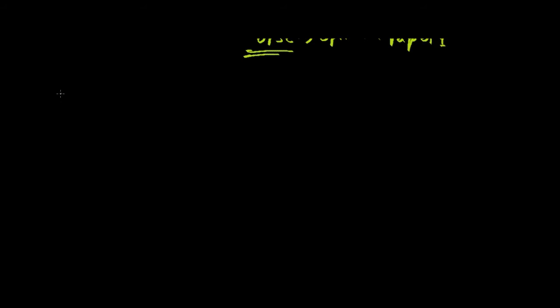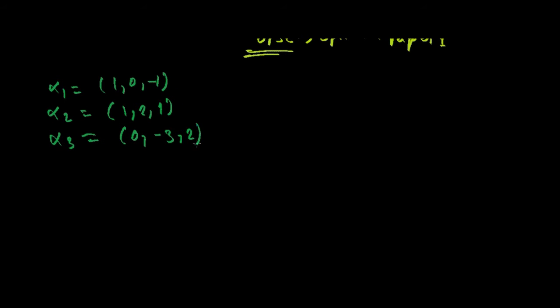We have our vectors here. Alpha 1 equals 1, 0, minus 1, alpha 2 equals 1, 2 and 1, alpha 3 equals 0, minus 3 and 2, and our vector space here is R3. Right, so R3 is our vector space, so the dimension of the vector space is already given, that is 3 here.